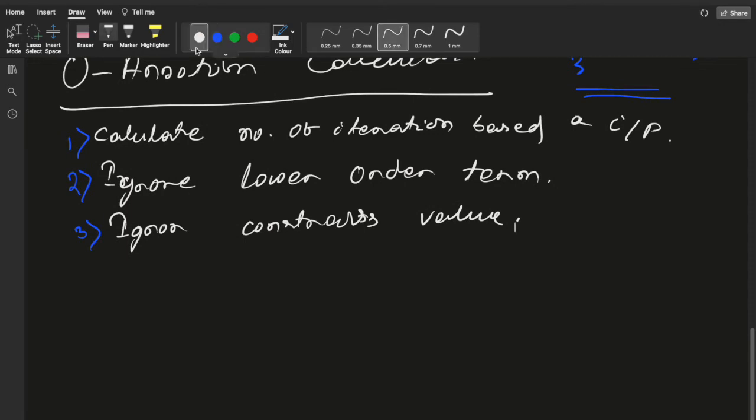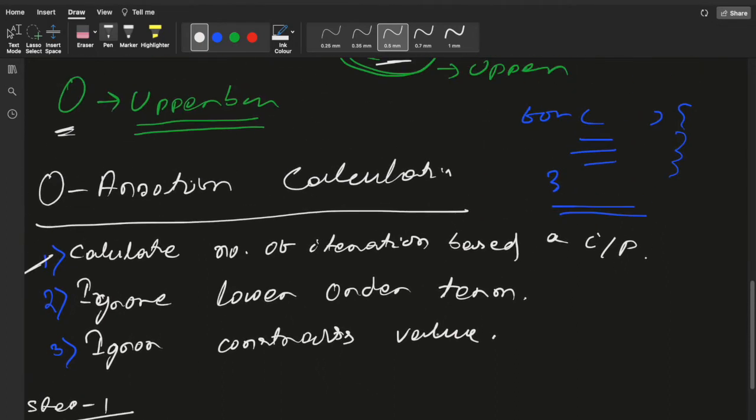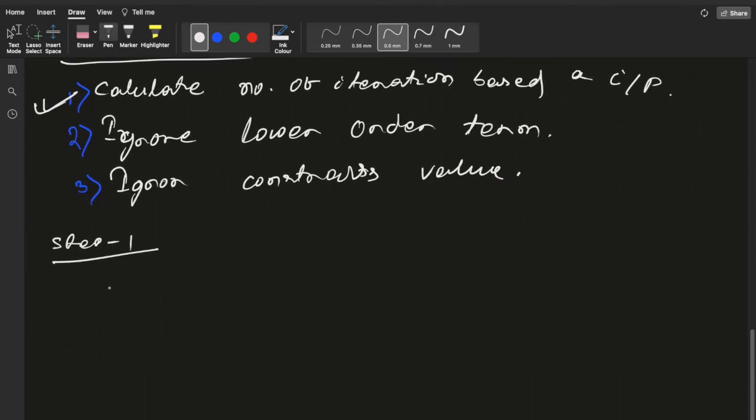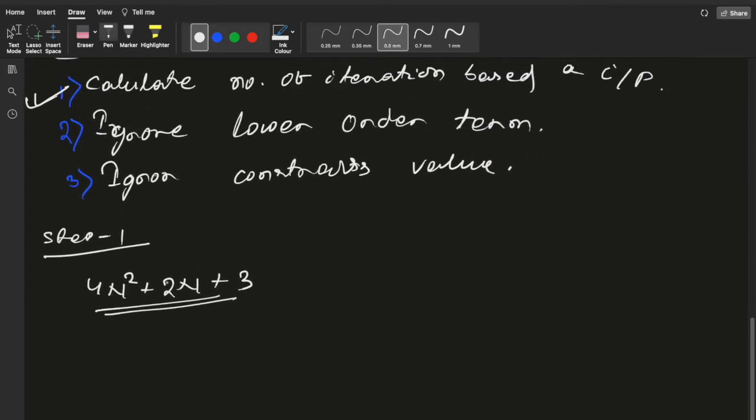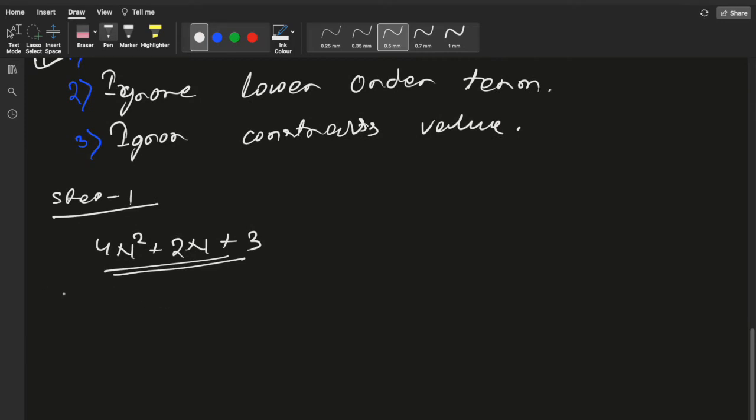Now let's take one example. In step one, I found that this loop is executes this many times, let's say 4n square plus 2n plus 3. So in the first step, I found how many times this loop is executing.